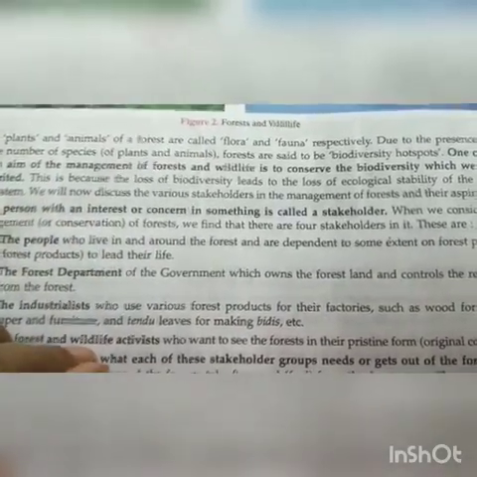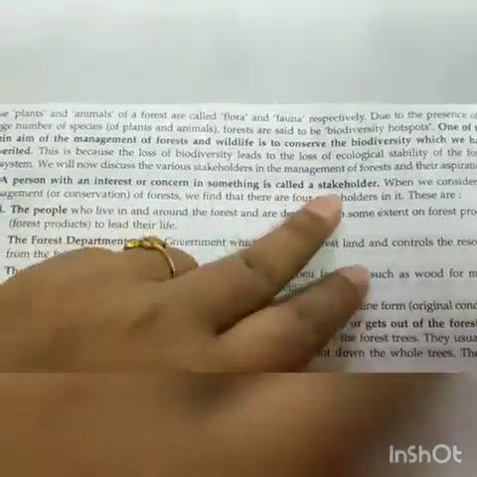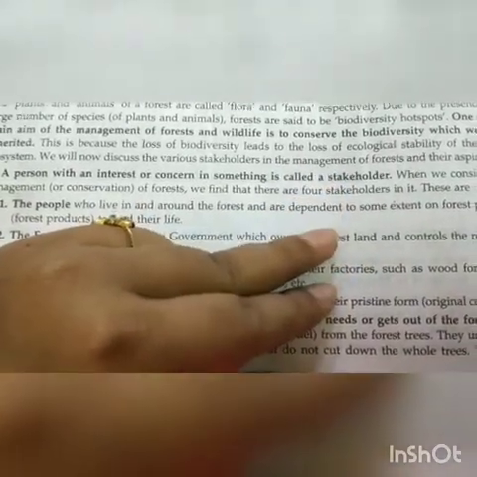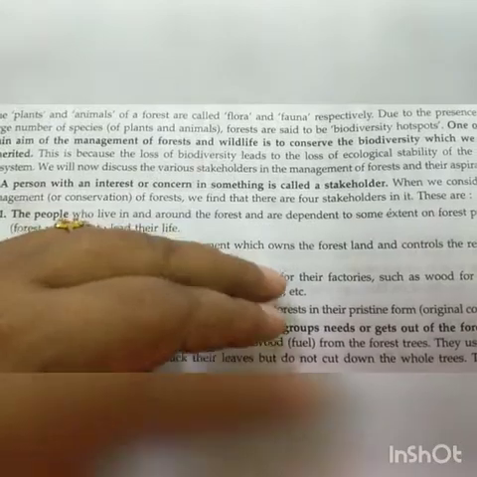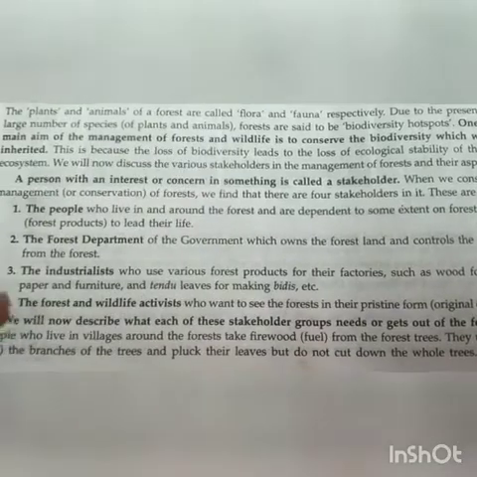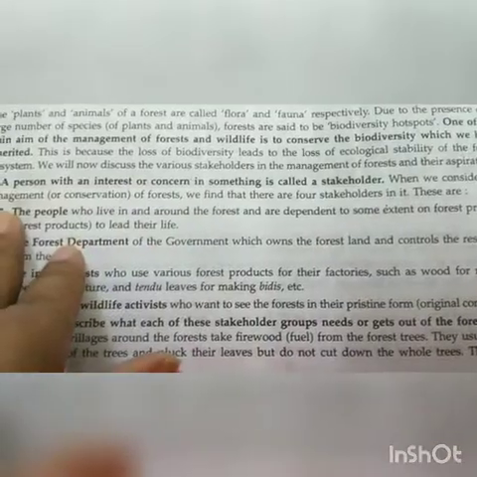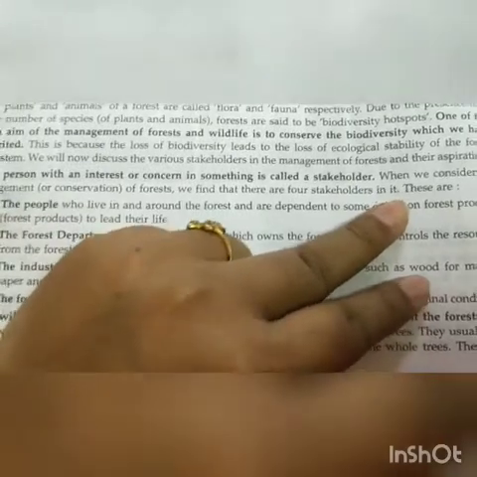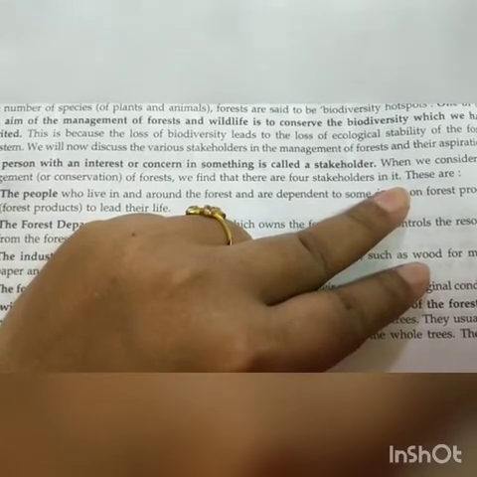Okay, now here we will discuss the stakeholders in the management of forest and their aspirations. What is a stakeholder? A person with an interest or concern in something is called a stakeholder. Those who have an interest in conserving the forest and the wildlife, who are thinking about the animals and the forest, are called stakeholders. When we consider the management of forest, we find that there are 4 stakeholders in it. So when we manage wildlife or forest, we get 4 stakeholders.